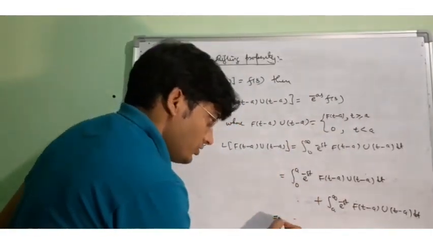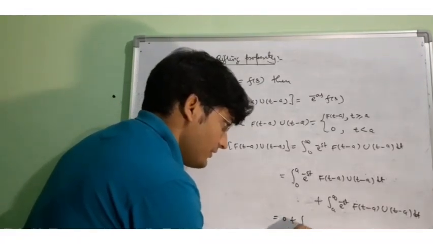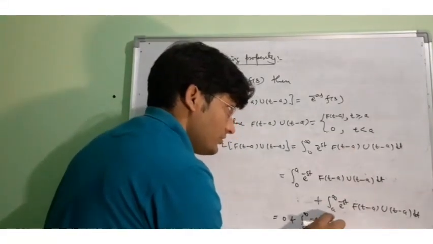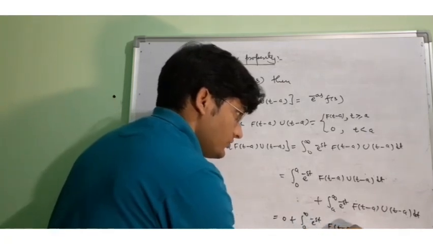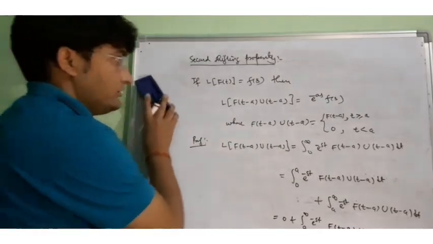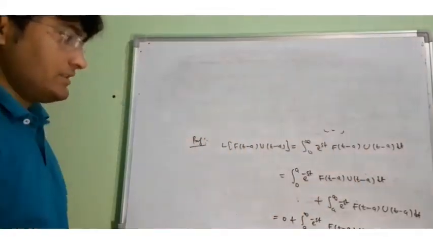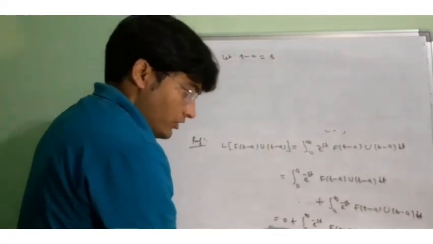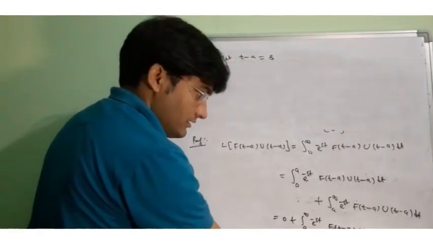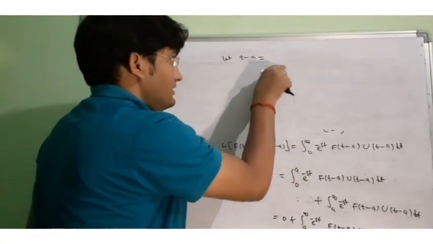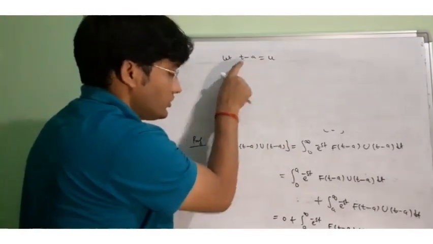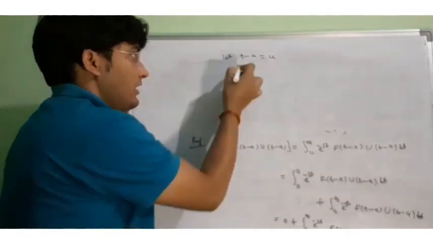So this term will vanish, and in the second part the value of f(t minus a) u(t minus a) is f(t minus a), because t is greater than a. So the first part is 0, and in the second part we have the integral from a to infinity of e to the power minus st f(t minus a) dt. Now just assume t minus a is equal to u, because we have already used s. If t is a, then u will be 0. If t is infinity, then u will be infinity, and on differentiation we will get dt equal to du.